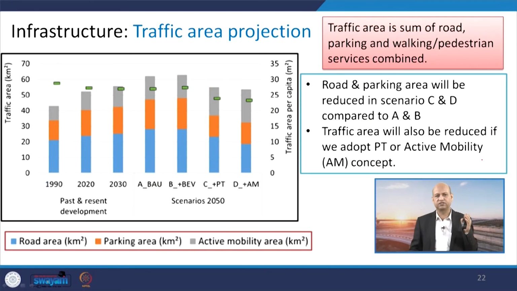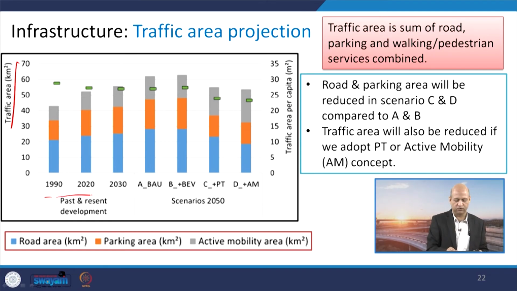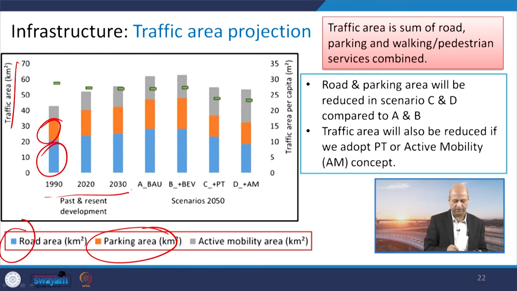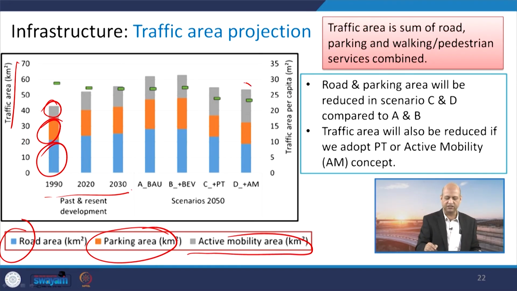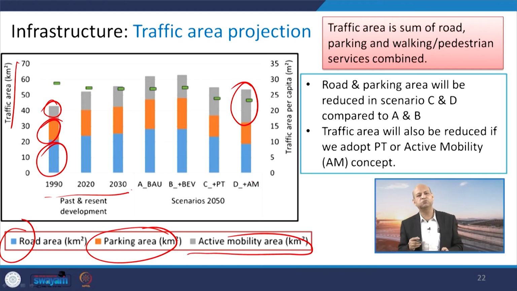When we talk about the infrastructure, that story was related to vehicles, but when we talk about the infrastructure, in the traffic area projections, it is how much road area, that is land use, is there for the transportation system. So, this is in square kilometers, you can see from 1990 to 2020, 2030, that is increasing, and then parking areas are also considered, these are the road areas, this is the parking area, and then the active mobility area, this grey. So, you can see the active mobility area is increasing in 2050 in C and D, okay, and this road area is decreasing.